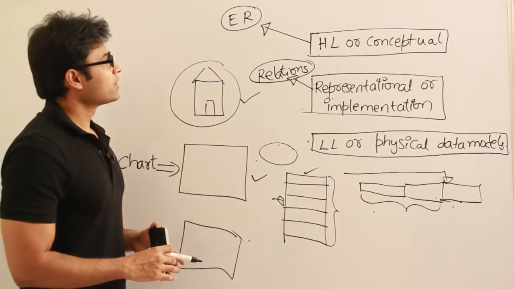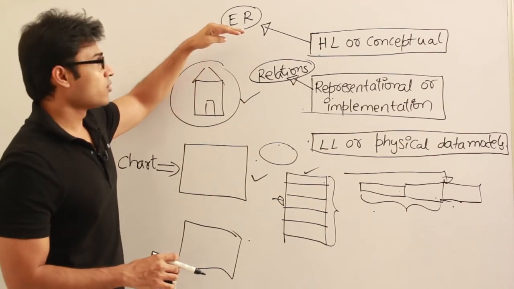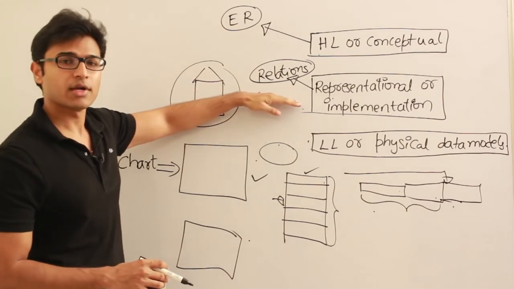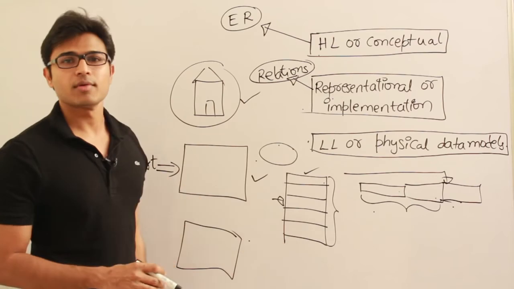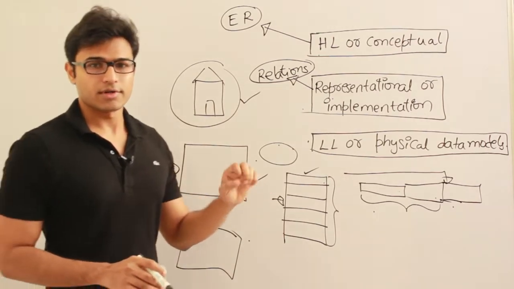So now we shall discuss this high level modeling first, which means how we use the ER models, and then we shall discuss the intermediate modeling, and then we shall discuss the low level modeling. If we can do that, the database design will be over.